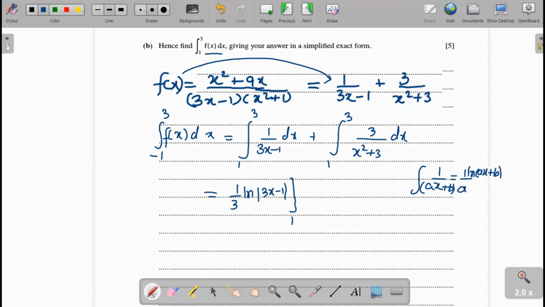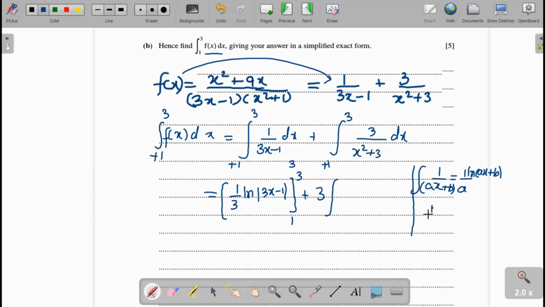This is from 1 to 3. Sorry, plus 1 and 2. Plus 1. Now here, now to integrate this plus 3. Now 1 over x squared plus 3.